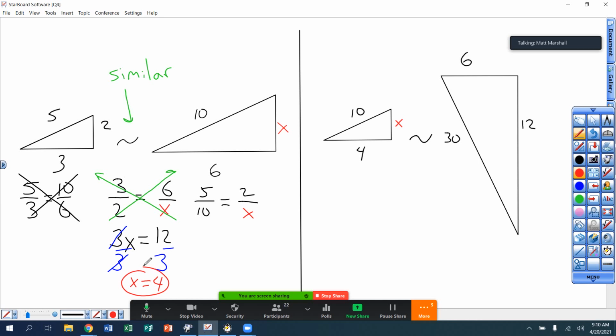By crisscross multiplying, when I did my first crisscross, that's the x times the 3. That's where the 3x came from. And when I did my other crisscross, the 2 and the 6, that's where the 12 came from. So if you did the other one, what would you get if you crisscrossed that other one?